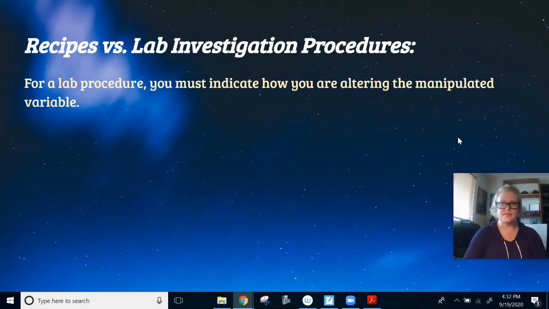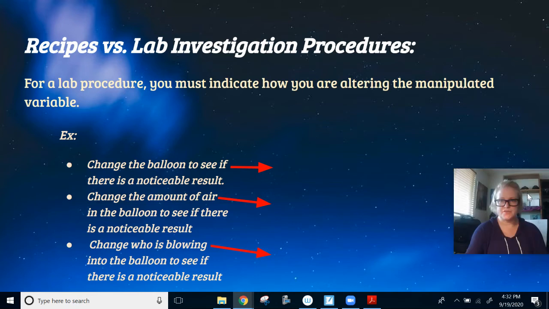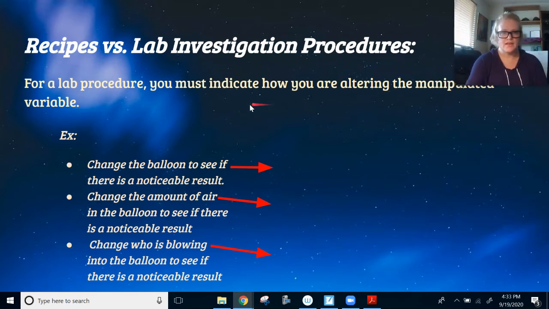So how is a procedure for a lab investigation different than a recipe? For a lab procedure, you must indicate how you are altering the manipulated variable. How is that manipulated variable being changed in order to see the responding variable? Here are those manipulated variables. Again, we had a previous slide as examples. And here are possible statements that you could use in your procedure to indicate how they would be changed during the course of the investigation.